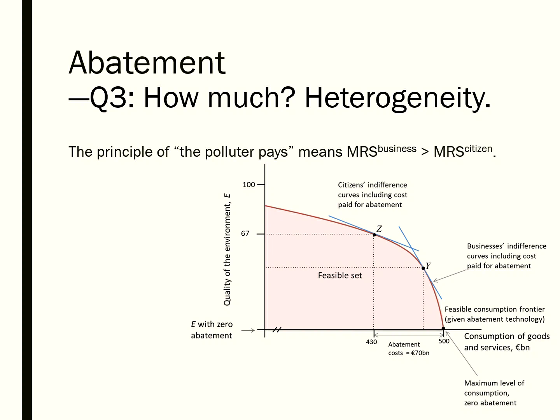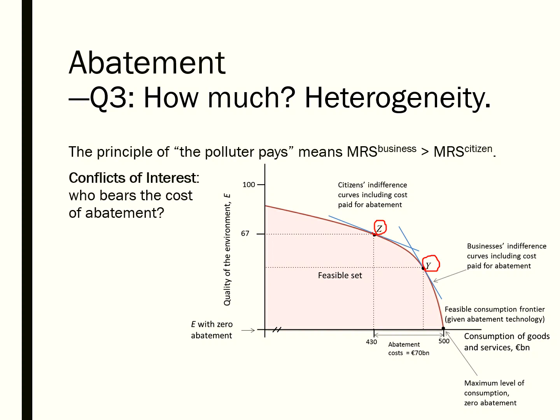According to the principle of the polluter pays, marginal rate of substitution, or MRS, differs between businesses and citizens. As you know, citizens do not like polluted air, so they would like to have better environmental quality. But businesses care more about profits, so they would like to have less abatement or higher consumption. Point Z and point Y represent their optimal choices respectively.